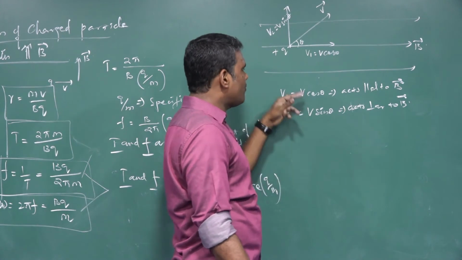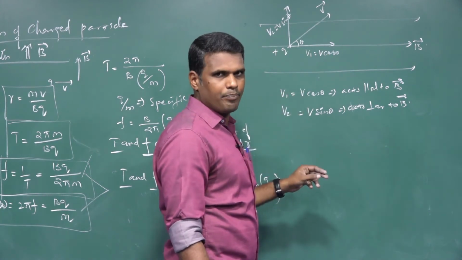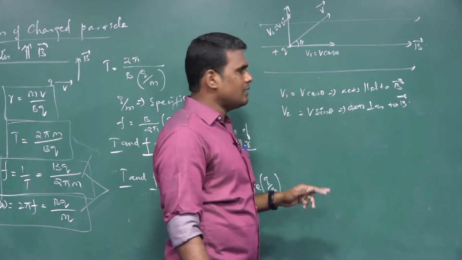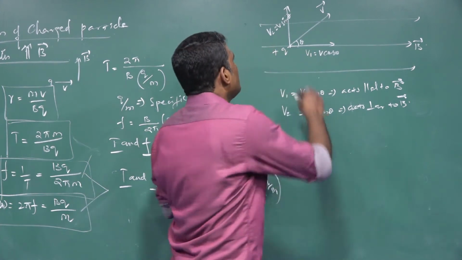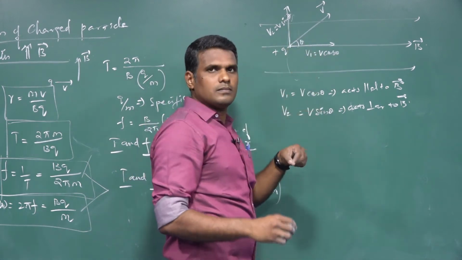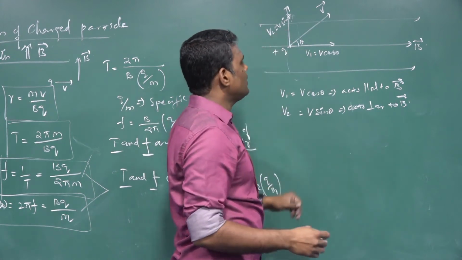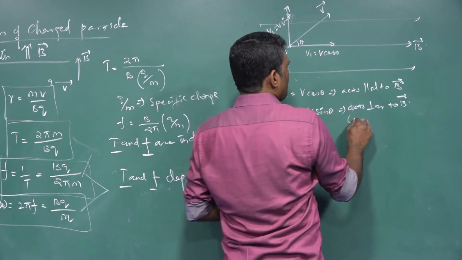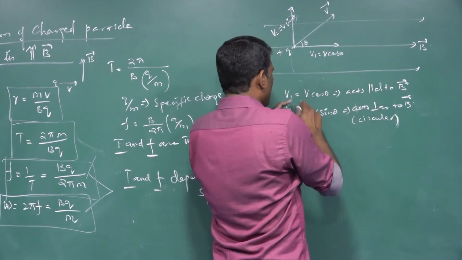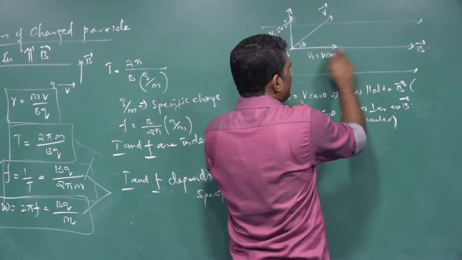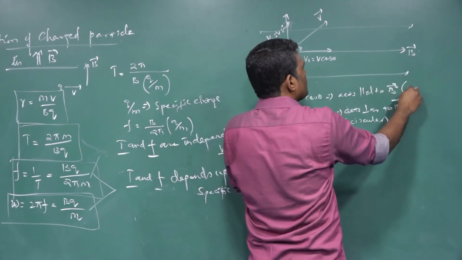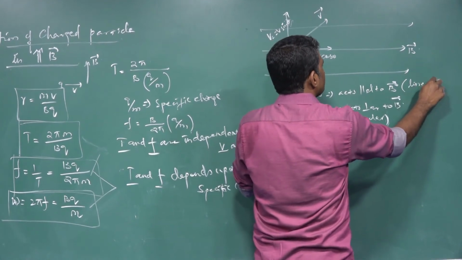What is the role of this v sin theta and v cos theta? This v sin theta component of the velocity makes the charged particle describe a circular path. That provides the necessary force to describe a circular path. The v cos theta component is acting along the direction of the magnetic field, so it makes the charged particle move linearly.